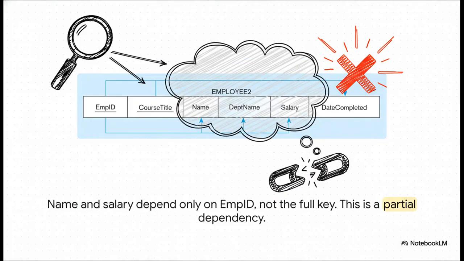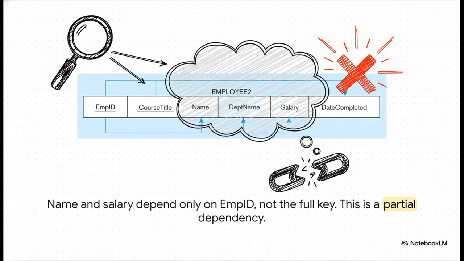Let's go back to our problem table, employee 2. Now, the primary key here is actually a combination of two things, the employee ID and the course title. But think about it. Does an employee's name or their salary have anything to do with the course they took? Of course not. That information depends only on their employee ID.